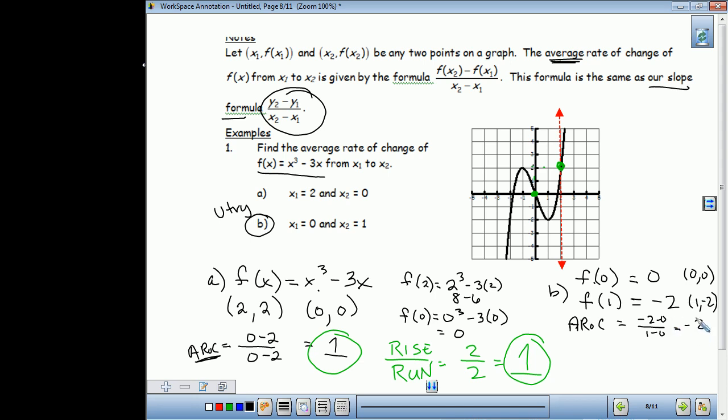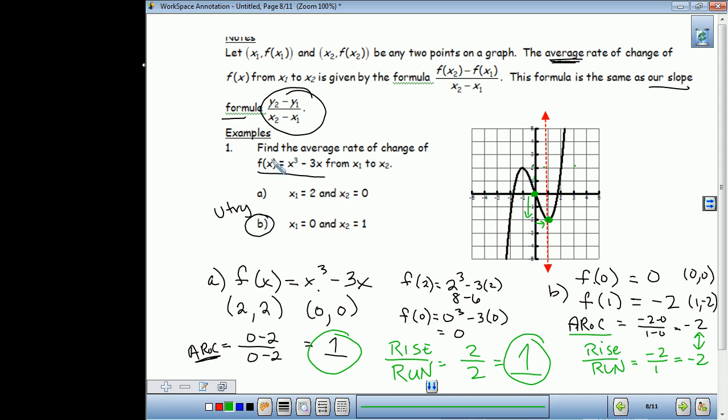Now, if I had just looked at the graph at rise over run, we should notice that here's my 0, there's my 1. To go from this point to this point, do you see I go down 2, right 1. So if I looked at it in terms of the graph, thinking rise over run, it was down 2, right 1, my slope is negative 2. Did I get the same thing? Okay, so the average rate of change for this function over this interval is negative 2.